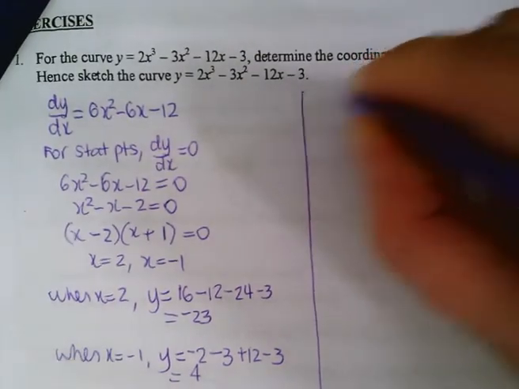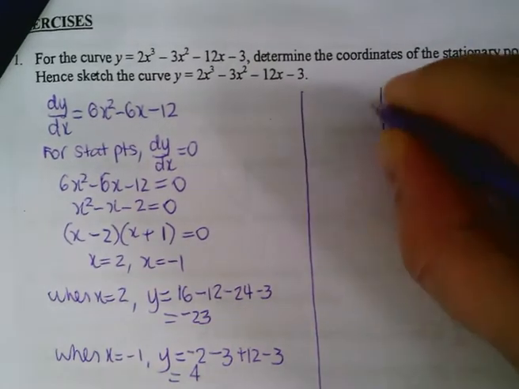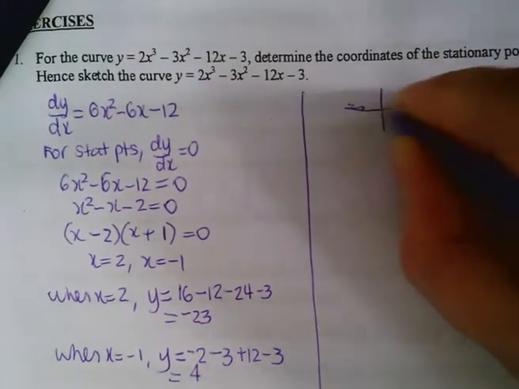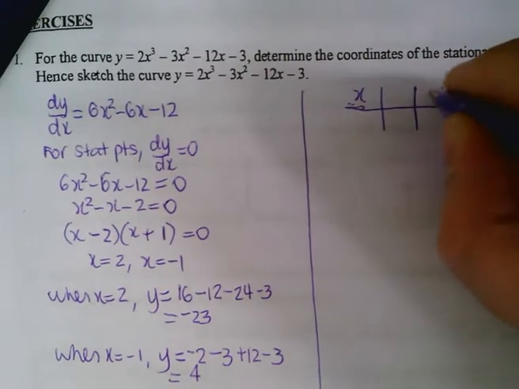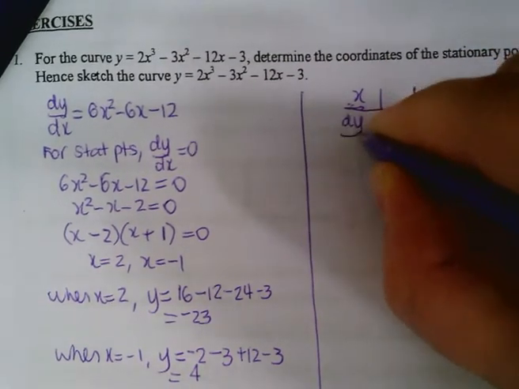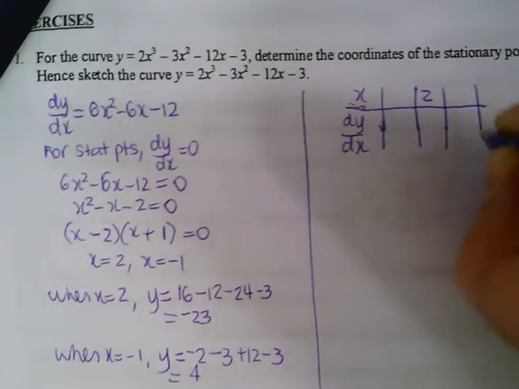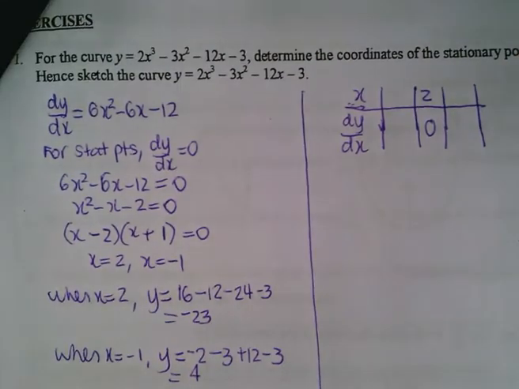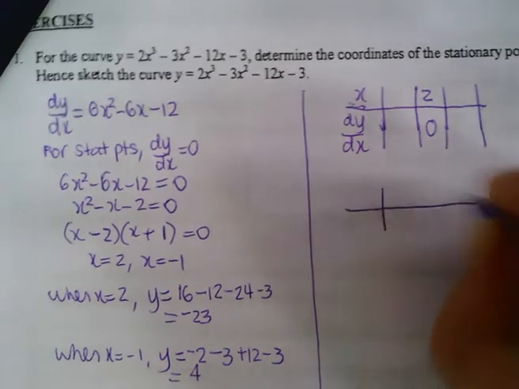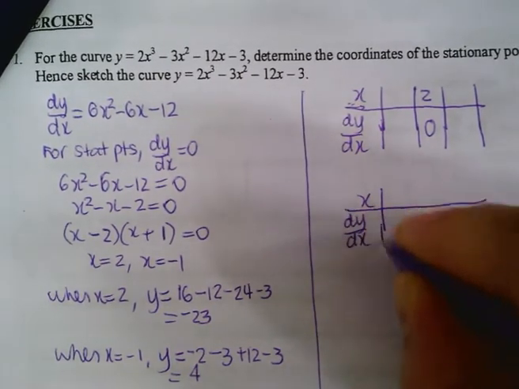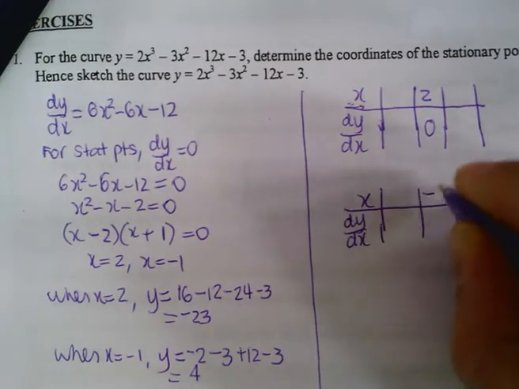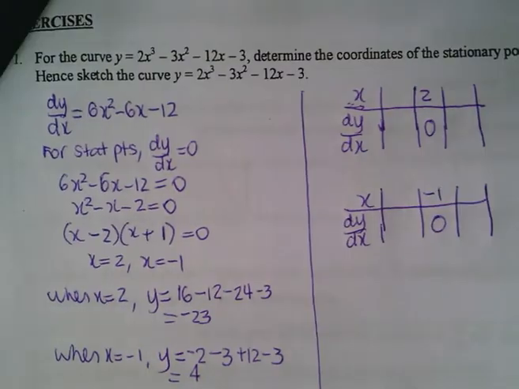So let's look at the x is 2 one. So when x is 2, I'm investigating the gradient around the point x is 2. I know that when x is 2, dy/dx is 0. Now, I've got another stationary point as well when x is negative 1, where dy/dx is also 0. So what I've got to do here is choose a value a bit smaller than 2. So you make one up. I'm going to do 1.9.